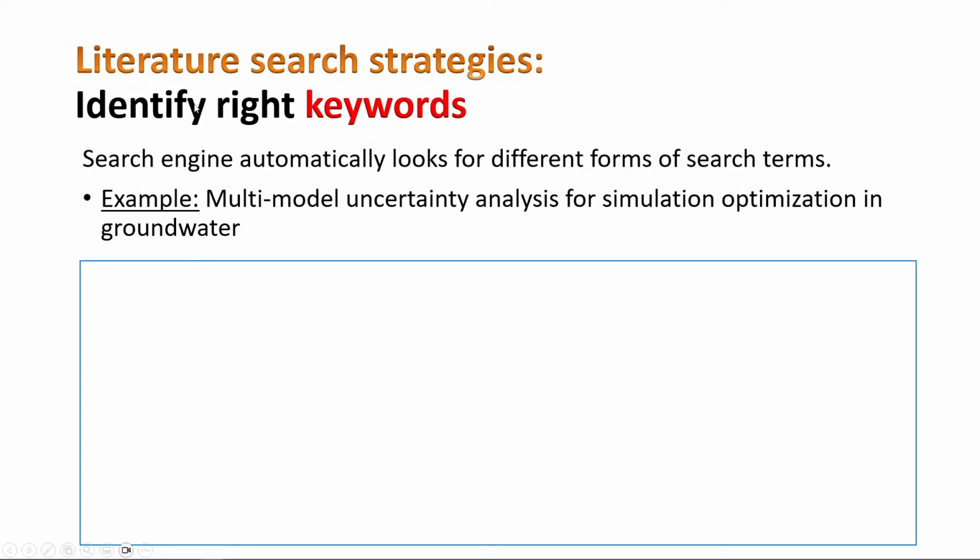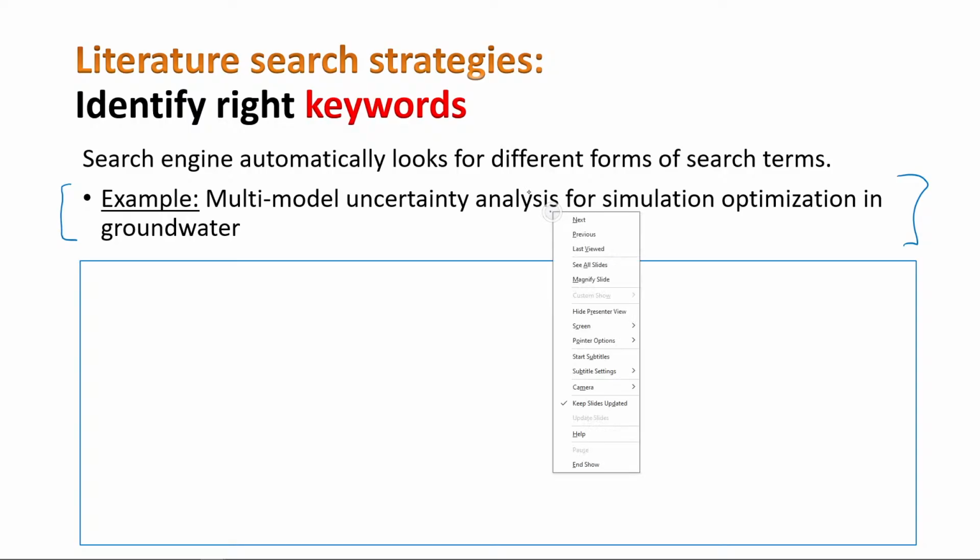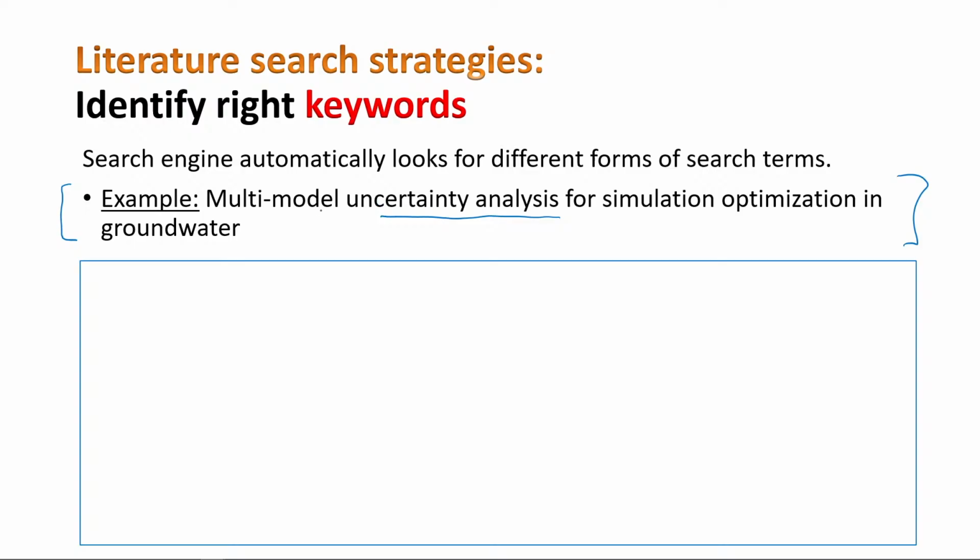Okay, so now let's look at this example. In this example, what we want to do is multi-model uncertainty. That's the paper that I'm writing, or this is the topic that I want to search for. Multi-model uncertainty analysis. So there are a lot of things happening here. One is uncertainty analysis. Another is multi-model. Third thing, simulation optimization, and then in groundwater. So you see a lot of things are happening here.